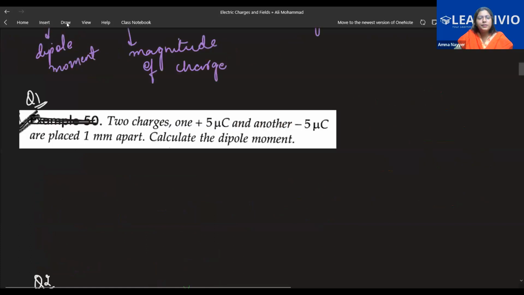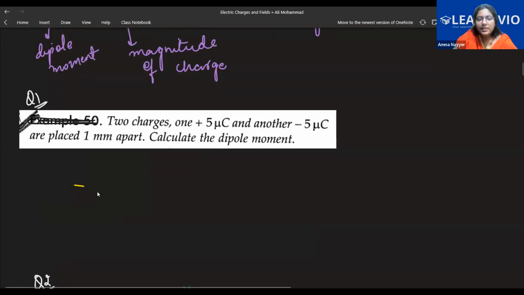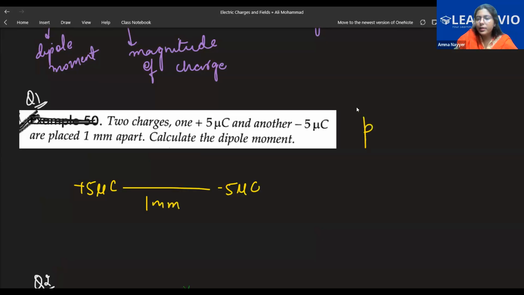An easy question. Look, this says that two charges are present. One is plus 5 microcoulomb, the second charge is minus 5 microcoulomb, and they are separated by 1 millimeter. We need to calculate the dipole moment. It is equal to charge into 2a. This is the formula. So Ali, can you tell me what should I write instead of charge?